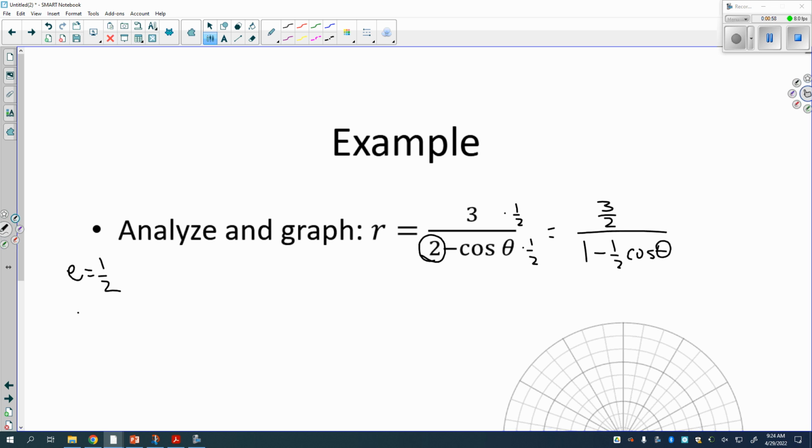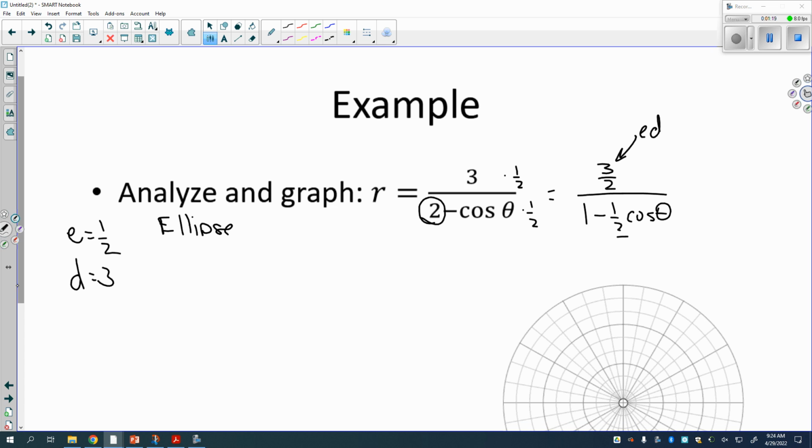I know that d is going to be 3. Same kind of thing. e is here in front of the cosine. This is e times d. So I take 3/2 divided by 1/2, and that gives me 3. I know that this is an ellipse because e is between 0 and 1.